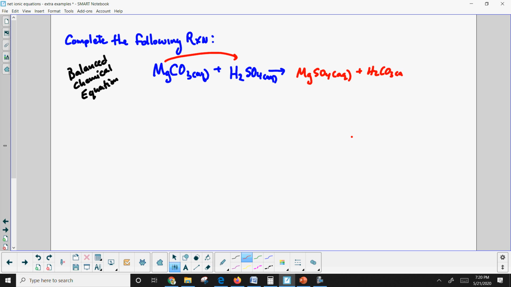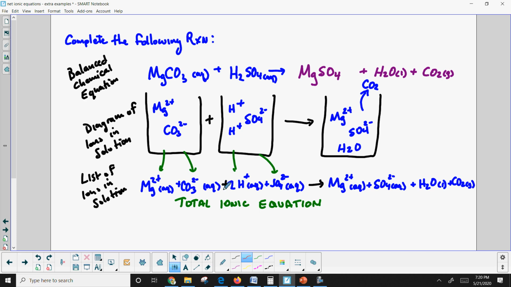But wait a second. We know something about this. The second this forms, it immediately decomposes into water and carbon dioxide gas. Remember, it's one of the special reactions from the reactions unit. So when we look at this, here we go. Let's see what we have in solution.